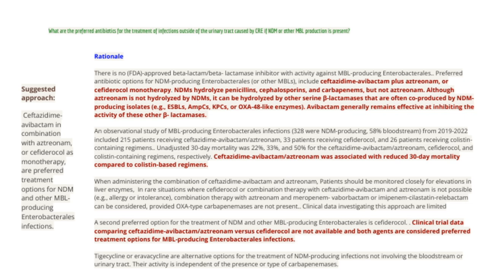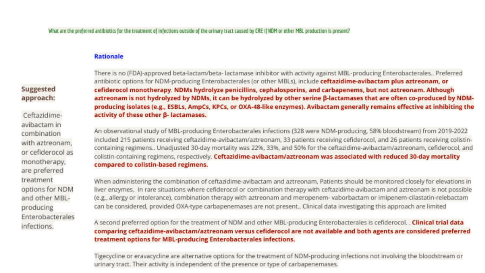This combination has shown promising results. An observational study from 2019 to 2022 looked at 328 patients with MBL-producing infections, most bloodstream infections. Patients treated with ceftazidime-avibactam plus aztreonam had a 22% 30-day mortality, which was better compared to 50% in those treated with colistin-based regimens. This suggests that this combination can really improve outcomes. When administering this combination, we need to monitor liver enzymes closely because of potential toxicity.